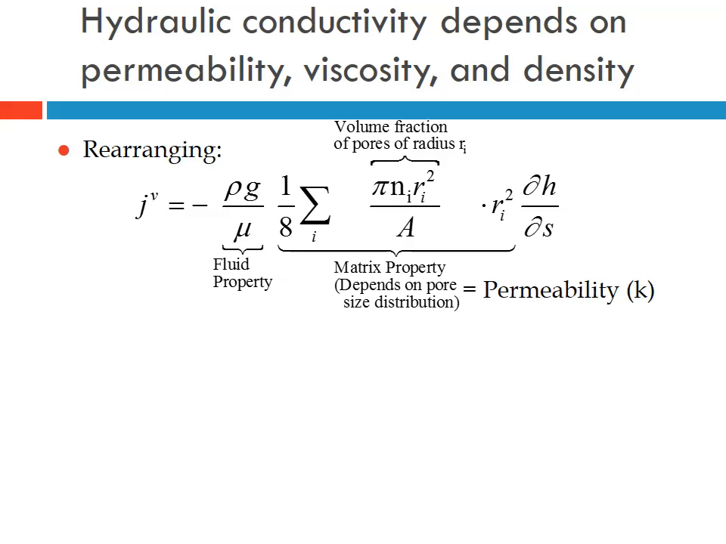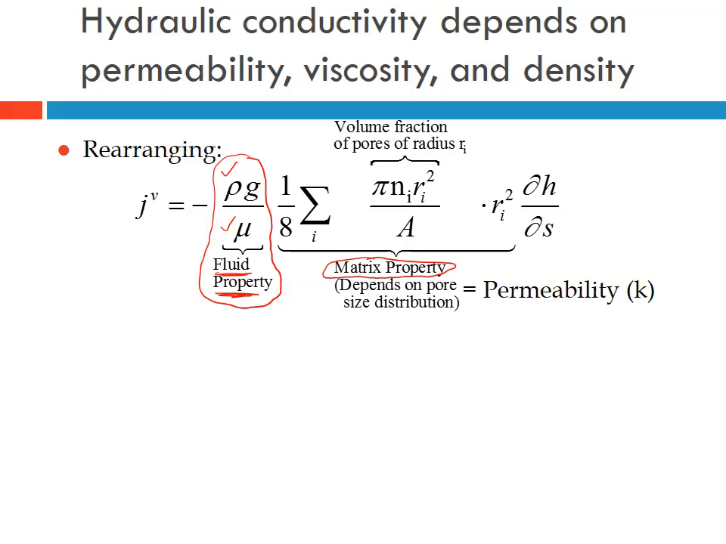So I just rearrange that same expression from the previous slide to group things. So you see rho is the density of the fluid, mu is the viscosity of the fluid. So some terms in the expression relate only to the fluid, so I group them together. Then some other terms relate to the matrix. How? Because I can write the term pi Ni Ri raised to the 4 as Ri square times Ri square.